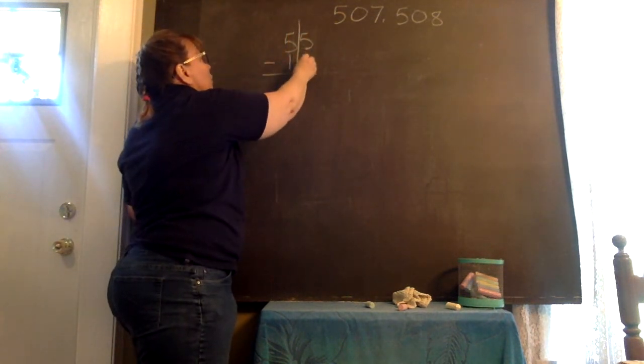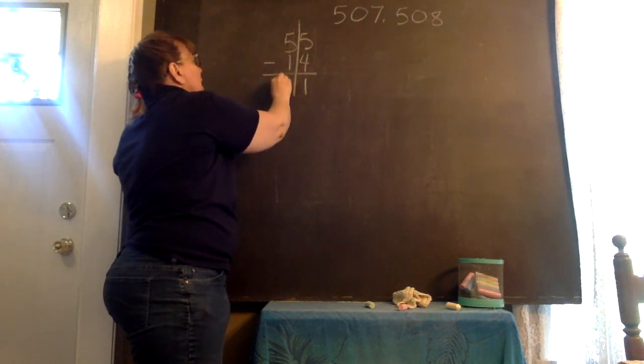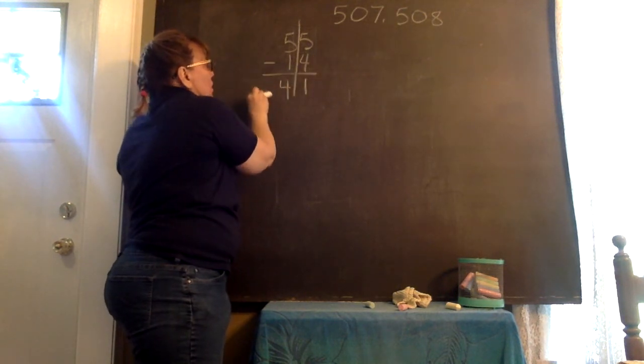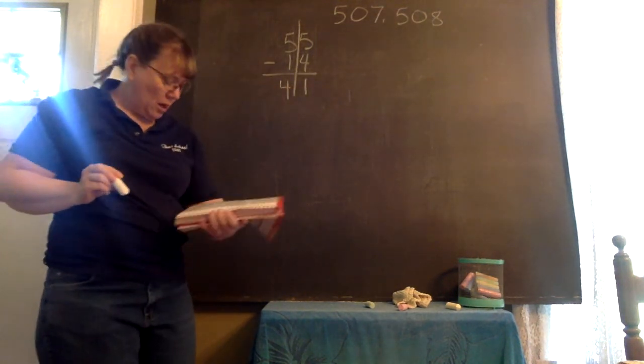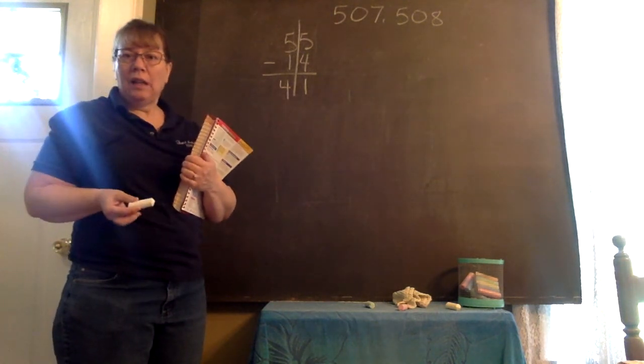5 1s minus 4 is 1. 5 10s minus 1 10 is 4 10s. So 55 minus 14 is 41. So 14 are red, 41 of them are not red.